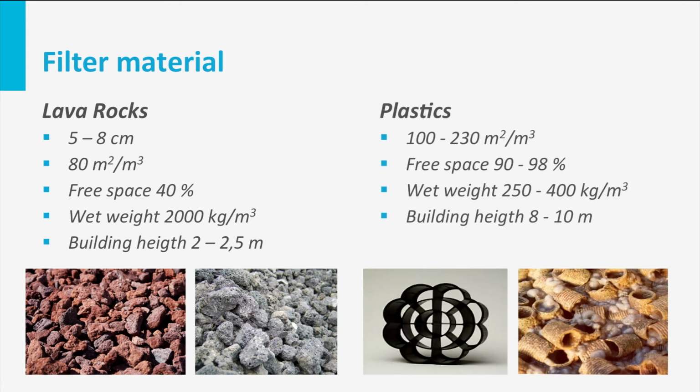High-rate trickling filters are filled with plastic with a specific surface of 100 to 230 square meter per cubic meter. The free space in the bed is 90 to 98% and the wet weight is only 250 to 400 kg per cubic meter. So, the average height of such a trickling filter can be 8 to 10 meters.